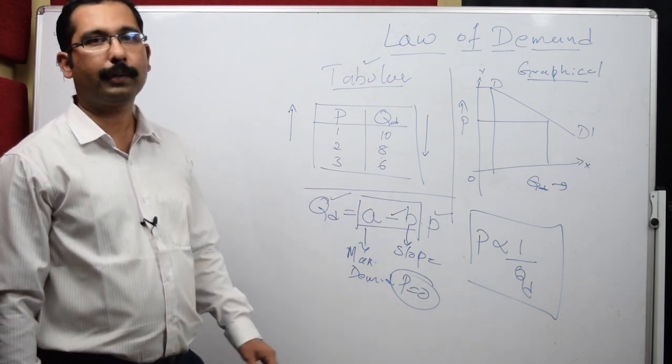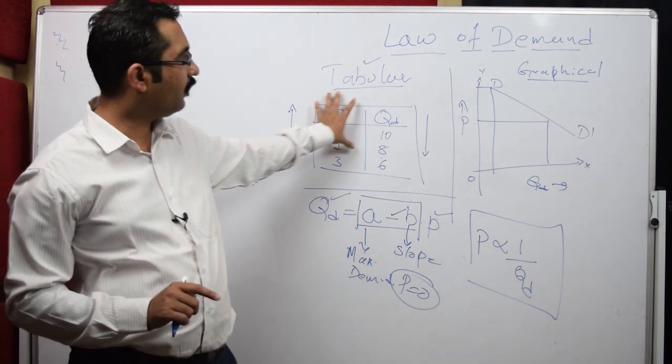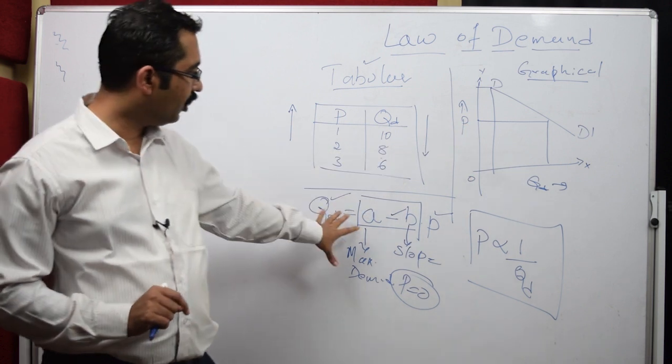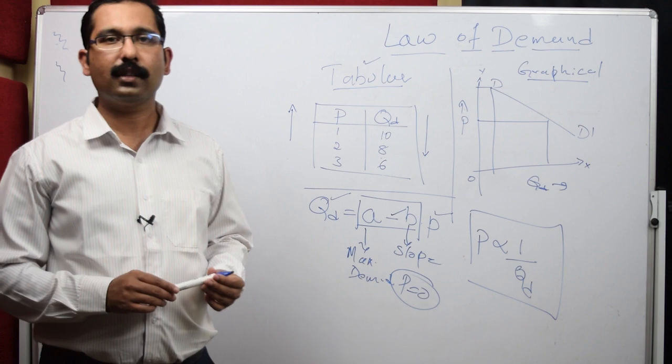So the four ways of representing the law of demand are the textual form, the second is the tabular form, the third is the graphical form, and the fourth is the equation. Hope you are clear with the different ways of representing the law of demand.